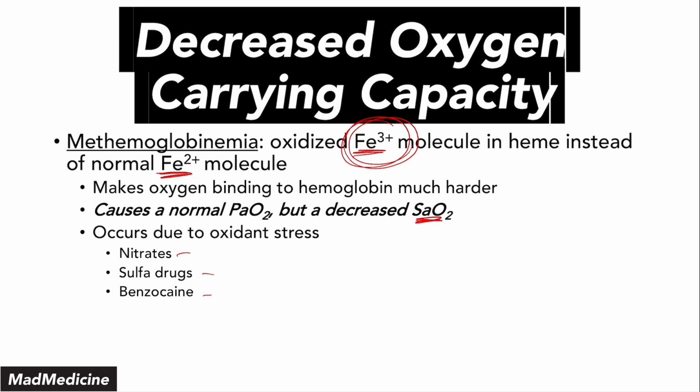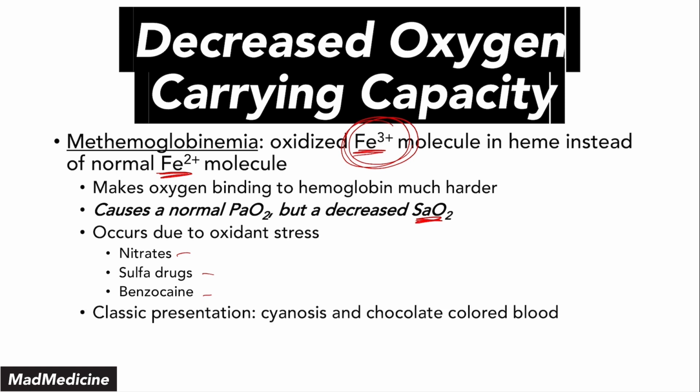Pretty straightforward. Another classic presentation would be cyanosis, right? Someone who's going to have blue lips, but also chocolate colored blood. This is essentially pathognomonic for methemoglobinemia. Okay, pathognomonic, methemoglobin.